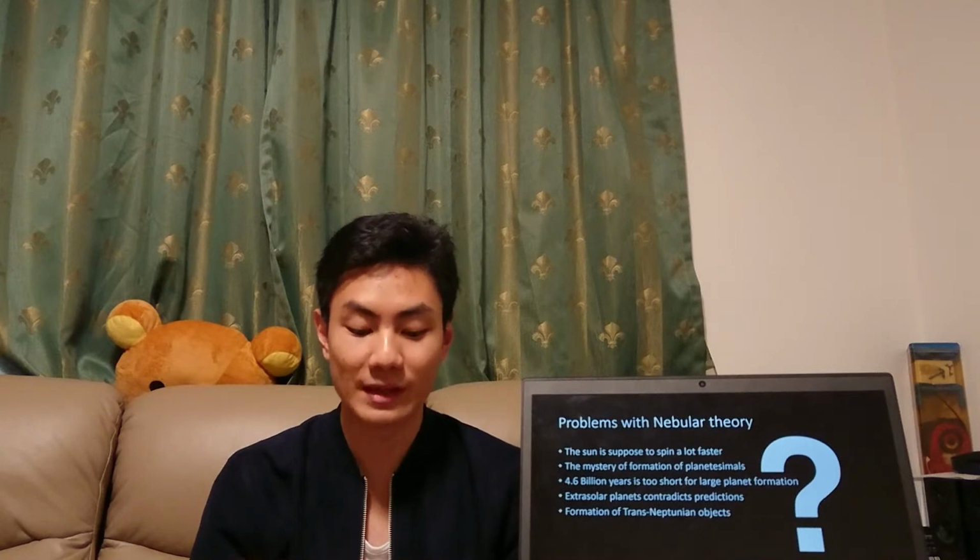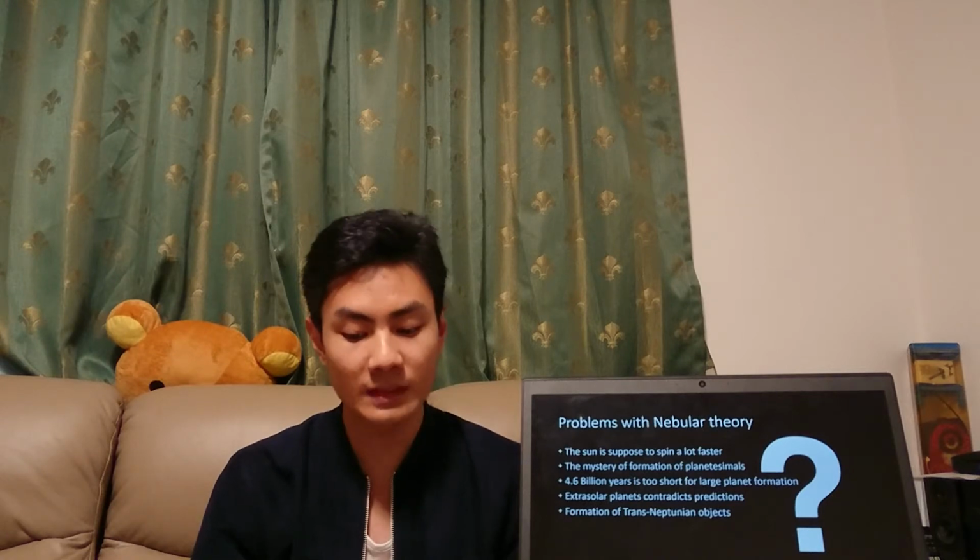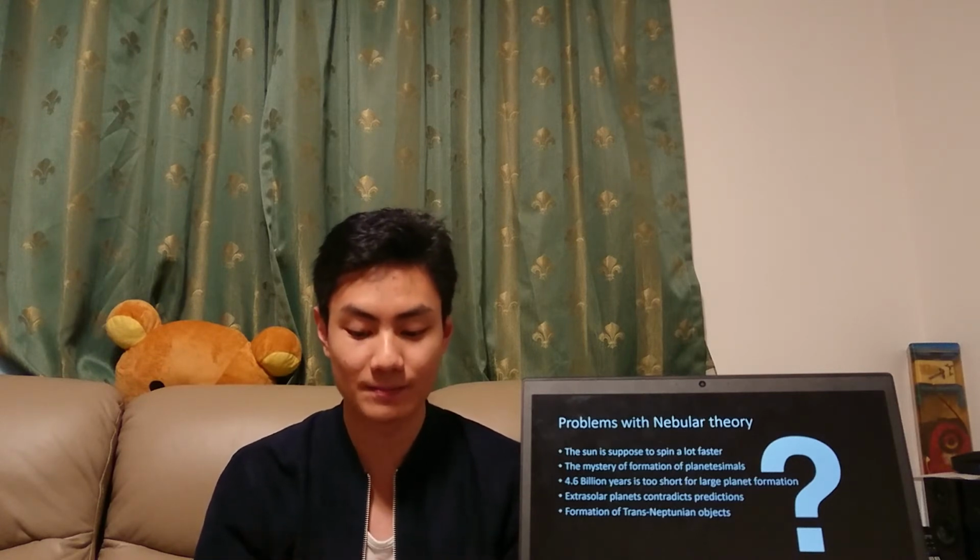However, the nebula theory still has its flaws, and some of the observations in our solar system cannot be explained by it. For example, the mystery of planetesimals, whether or not it's true, the rotational speed of the Sun, which should be a lot faster. And some argue that 4.6 billion years is too little time to form large planets. And the occurrence of extrasolar planets contradicts predictions by scientists.